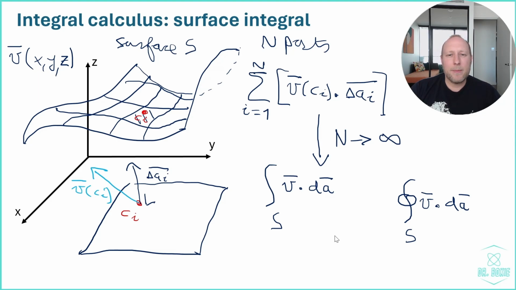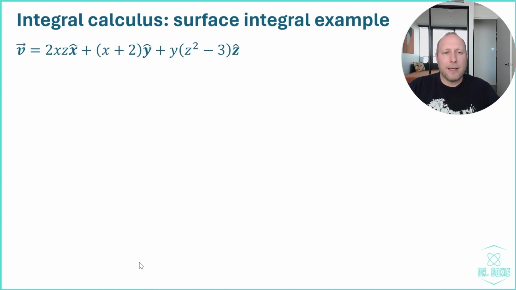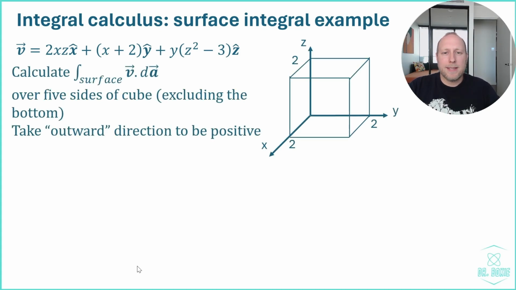So let us see an example of how to calculate this. We consider the following vector field, and we want to calculate its flux through this surface. Now this is a cube except that it is open at the bottom. There is no bottom. So we're actually only calculating flux through the 5 faces of the cube that are there, which are the front and the back, the left and the right hand side, and the top.